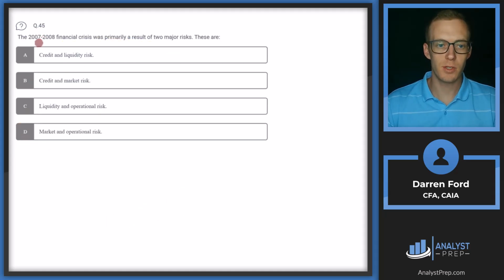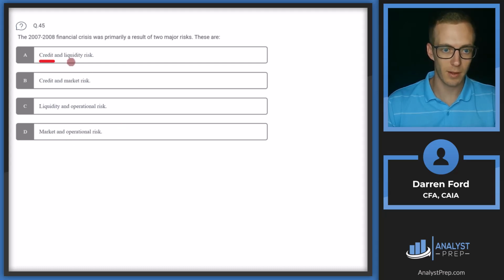Question 45. The 2007-2008 financial crisis was primarily a result of 2 major risks. These are A, credit and liquidity risk, B, credit and market risk, C, liquidity and operational risk, or D, market and operational risk. So we've got 4 different risks here that we're looking to evaluate: credit, liquidity, market, and operational. And then some combination of these.